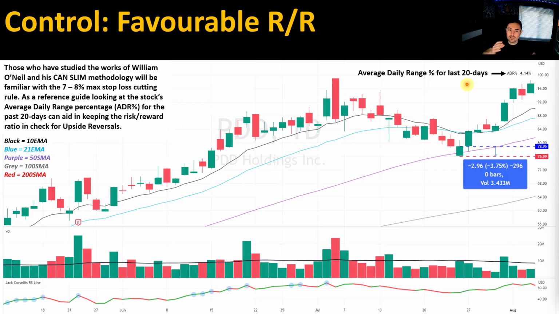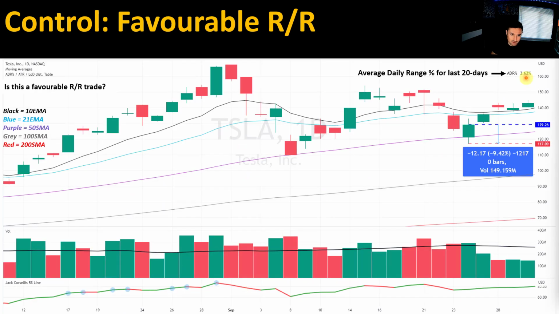So a good risk versus reward check is: is my initial stop loss less than the ADR percentage of the stock? That can help you in terms of gauging, is this a favorable risk versus reward trade? Do a few more reps and sets, hopefully it will start making sense.